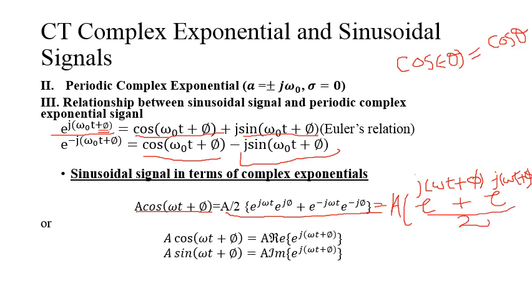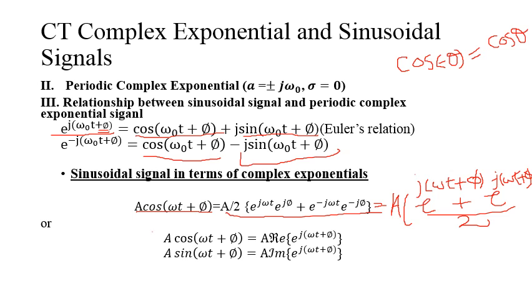So if you simplify this, you get this thing. So this is how you represent a sinusoidal signal in terms of complex exponential signals. Similarly for sine, you can write the same expression, but here it will be minus. So that's for representing a sinusoidal signal in terms of complex exponential signals.